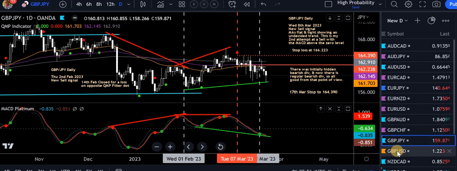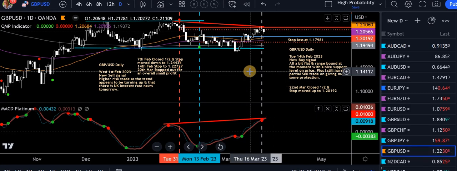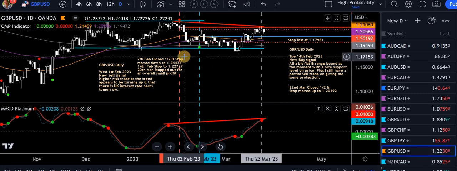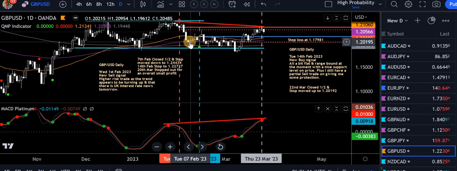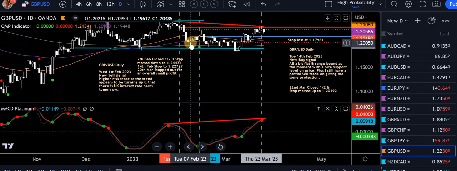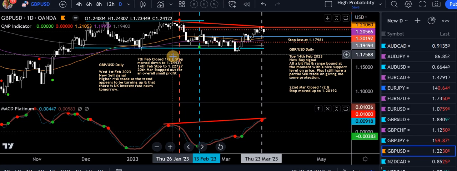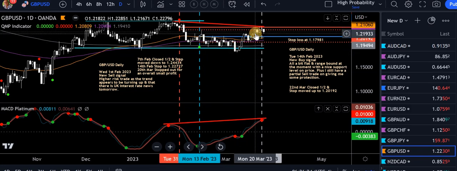Pound USD, highlighted in orange, means there's something I want to talk about, and buy trade, sell trade was stopped out. So the 1st of Feb is the sell trade here. 7th of Feb, I closed half, so I closed half on the open of this candle. MACD through the zero level, price was down into the moving averages. I just want to lock in a bit of profit, and I've slowly moved my stop down, and it got stopped out on the 20th of March.